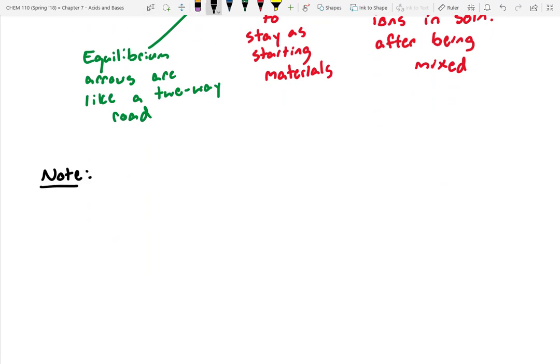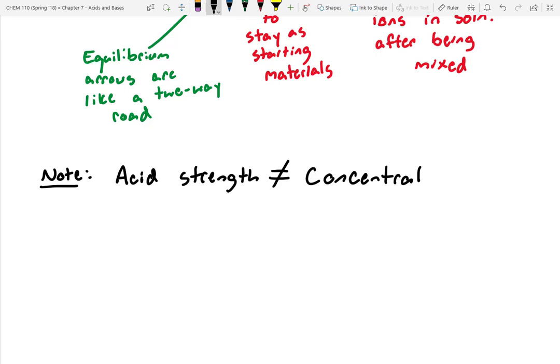And this note is important. Acid strength does not equal concentration. And this is something a lot of people mess up. They think that an acid's strength is somehow related to how concentrated it is. So maybe something at a higher molarity will be a stronger acid or base. That's not necessarily true. Acid strength is an intrinsic property.